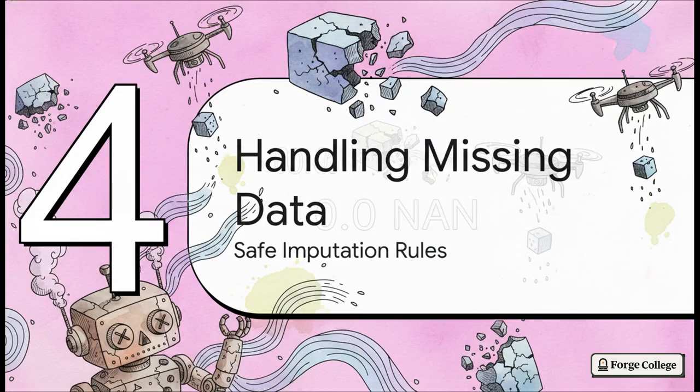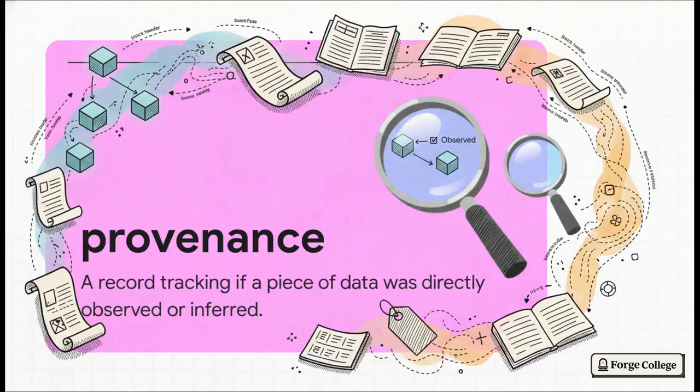Next up, Section 4, handling missing data safely. Because let's face it, even the best machines hiccup from time to time. The key to handling missing data is provenance.